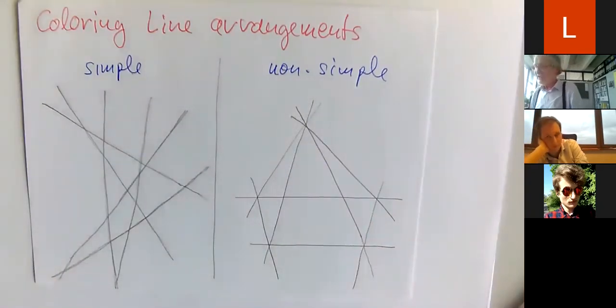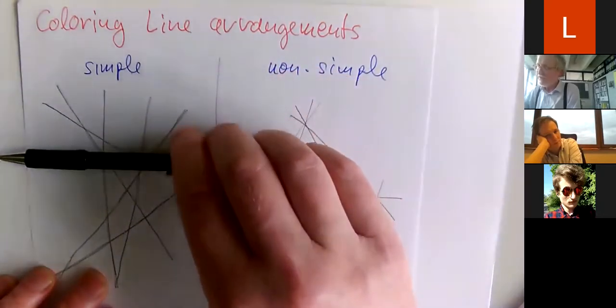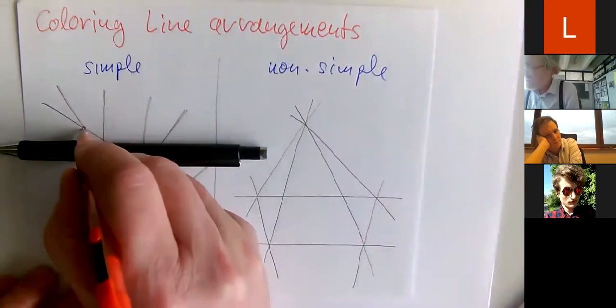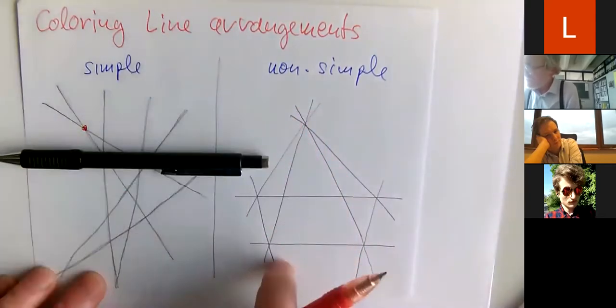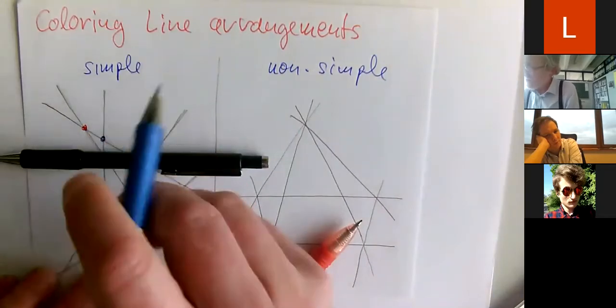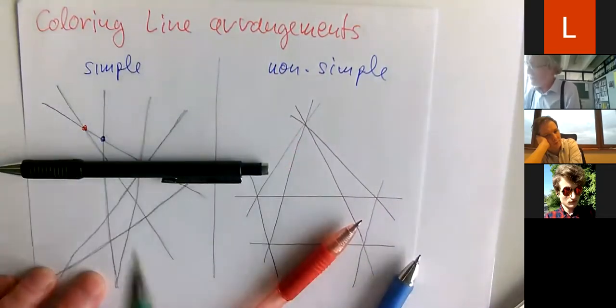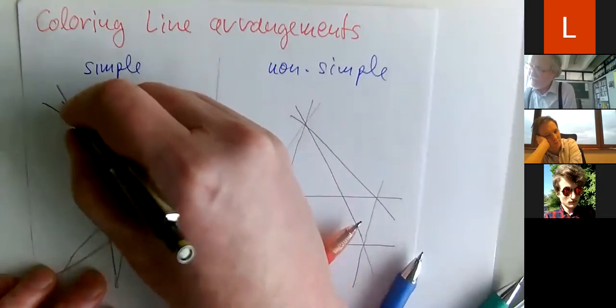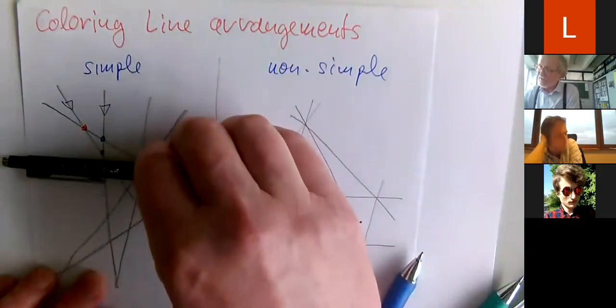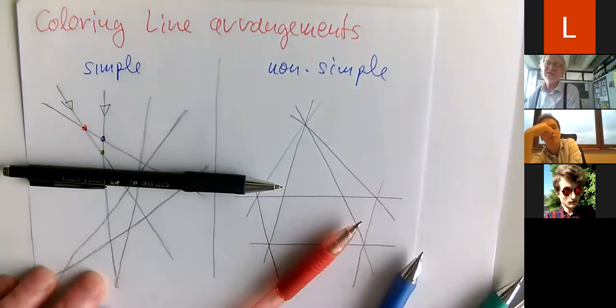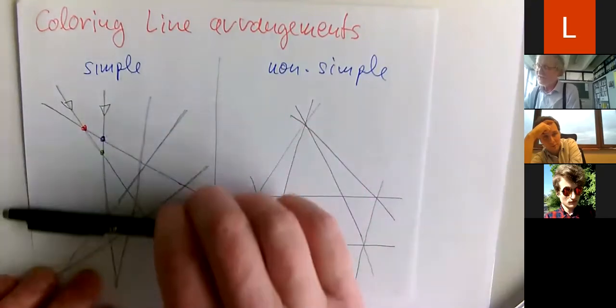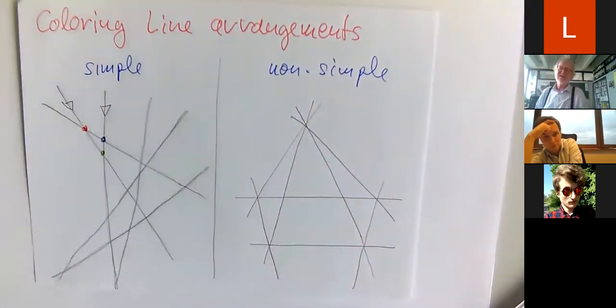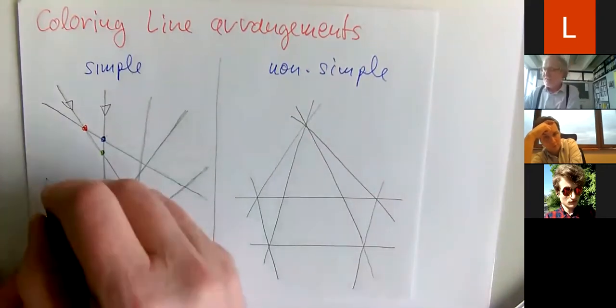I claim that every simple line arrangement can be colored with three colors. And a way of doing it is you just do a sweep. When you see a crossing, you color it, and you do it in a legal way. It's a crossing of two lines which are directed against the sweep, and you have at most two guys which are already colored. You can use a third color. In some sense, we just show that the graph is two-degenerate.